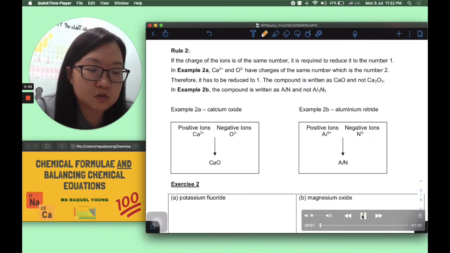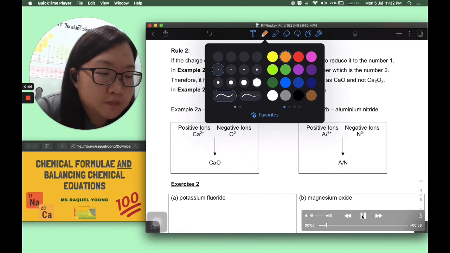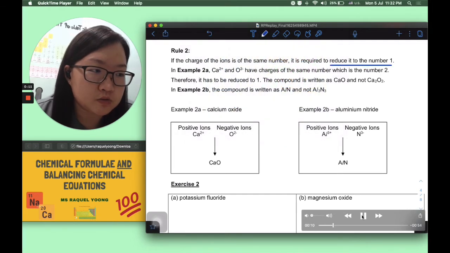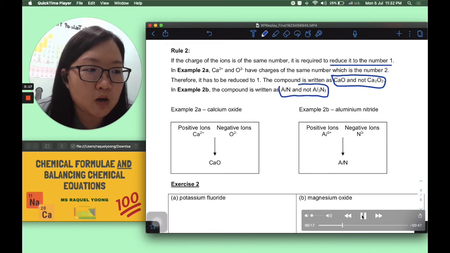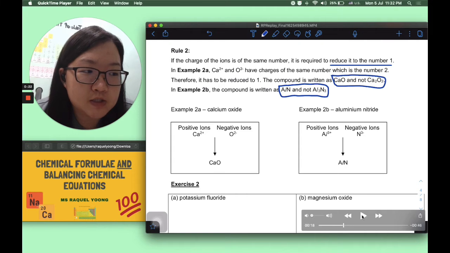Okay, let's turn the page to rule number 2. So the idea of rule number 2 basically is just to remind you that if the charge of the ions is the same number, you should always reduce it to the number 1. For instance, let's say calcium oxide, you should write it as CaO and not Ca2O2. Likewise, for example 2b here, aluminum nitrite, it is not Al3N3, but AlN.